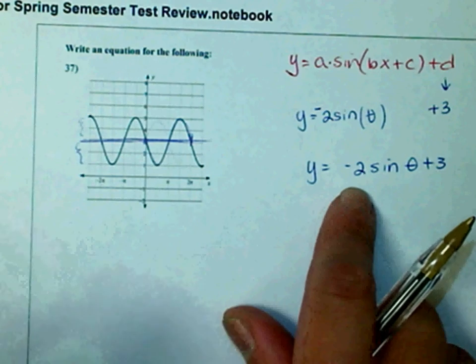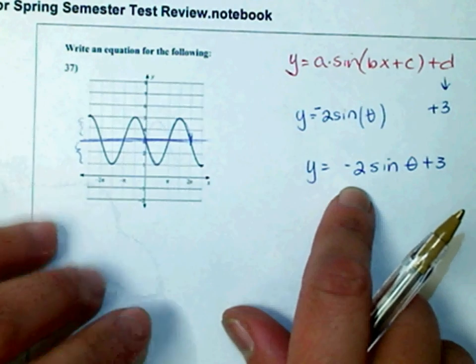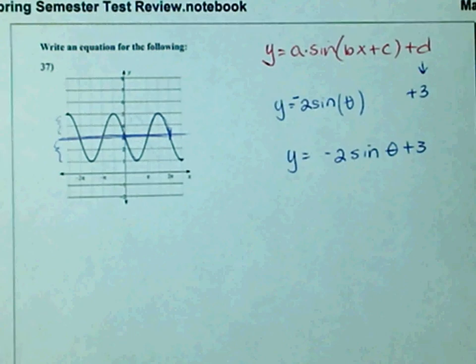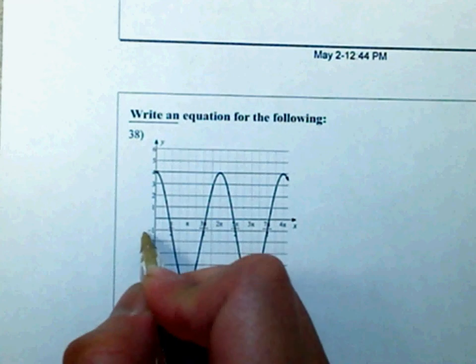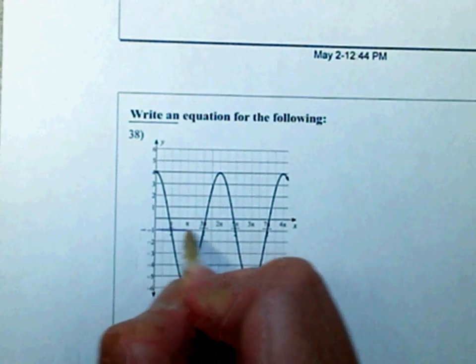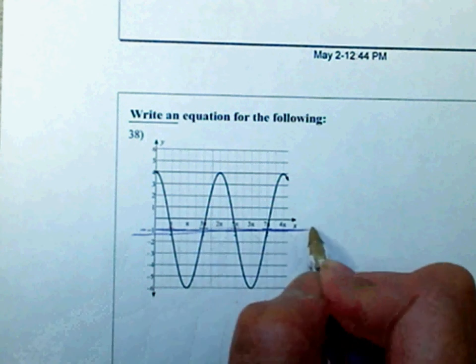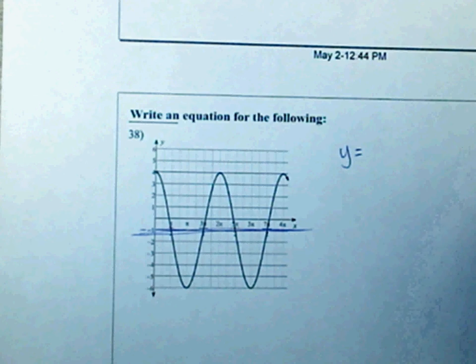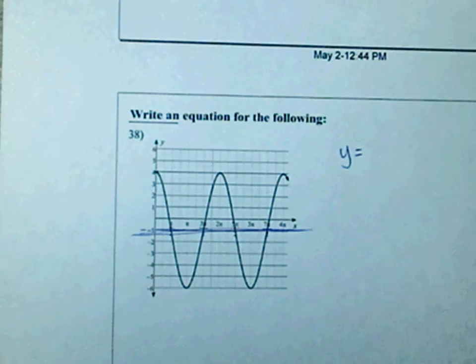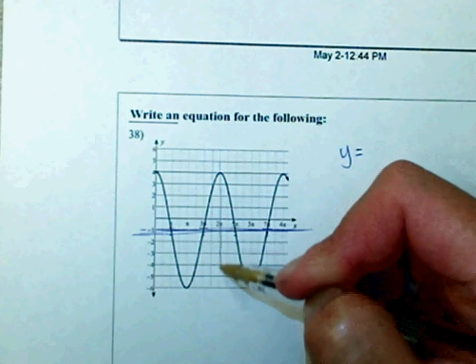38. Take a look at this one. Where is your new axis? Right there. So you actually went down 1. So y is equal to minus 1. Alrighty? Now take a look between 0 and 2 pi. Did you guys see that? What function is that? That is a cosine.